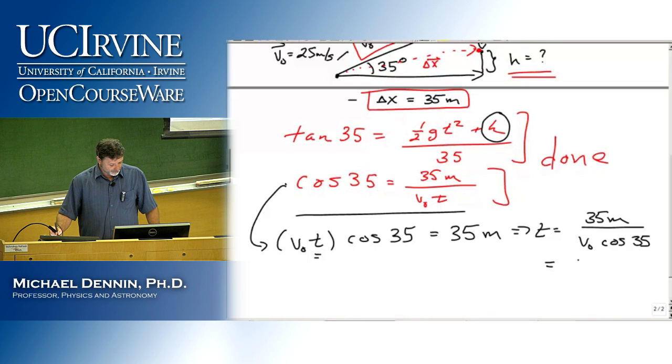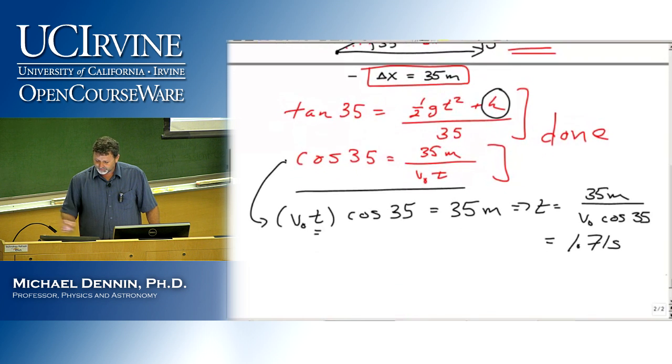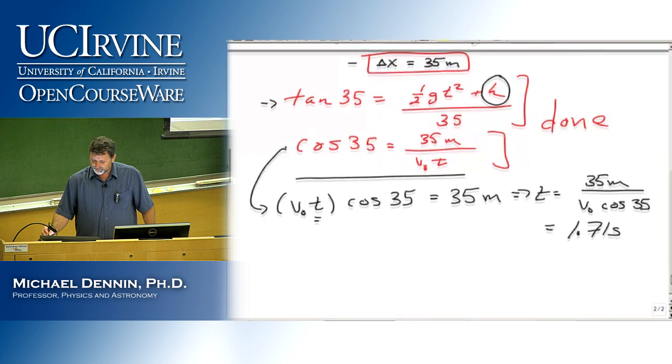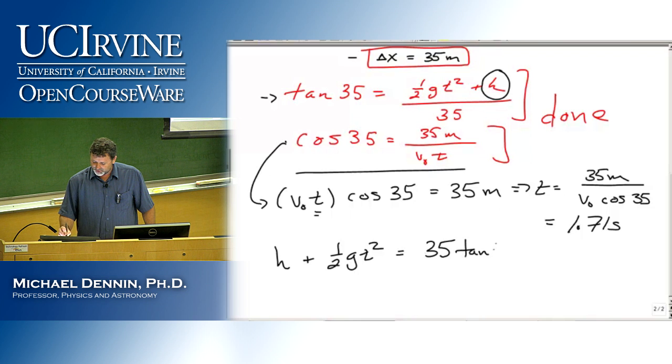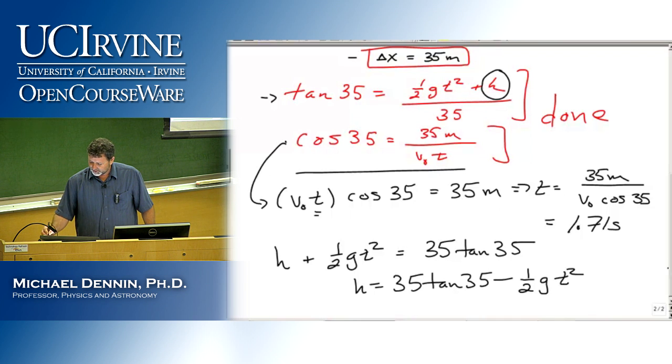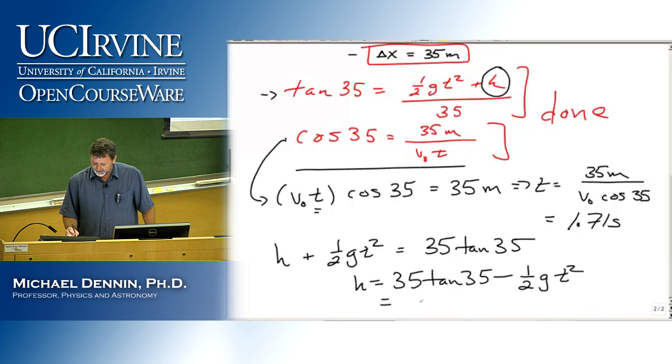And this will tell me that time is my 35 meters divided by my v naught cosine of 35, and you will get 1.71 seconds. And if I look up here, I have h plus 1/2 gt squared equals 35 times my tangent of 35, or h equals 35 tangent of 35 minus my 1/2 gt squared. And when I plug that in, I will get 9.9 meters.